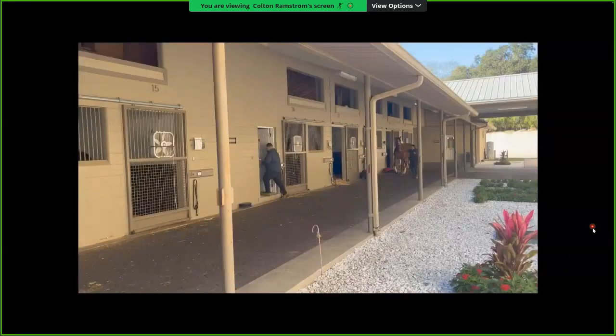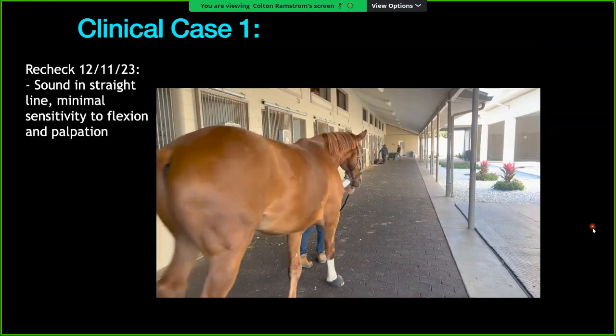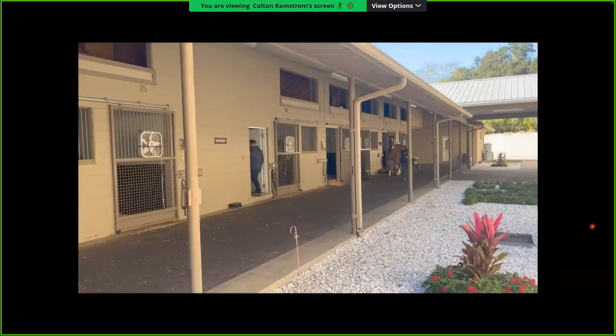And we did have improvement on both flexion and sensitivity to palpation. There was still some significant enlargement, especially at that right front lateral suspensory branch, but those things tend to stay big, especially only being a month and a half or so out. So I was pretty happy with that.